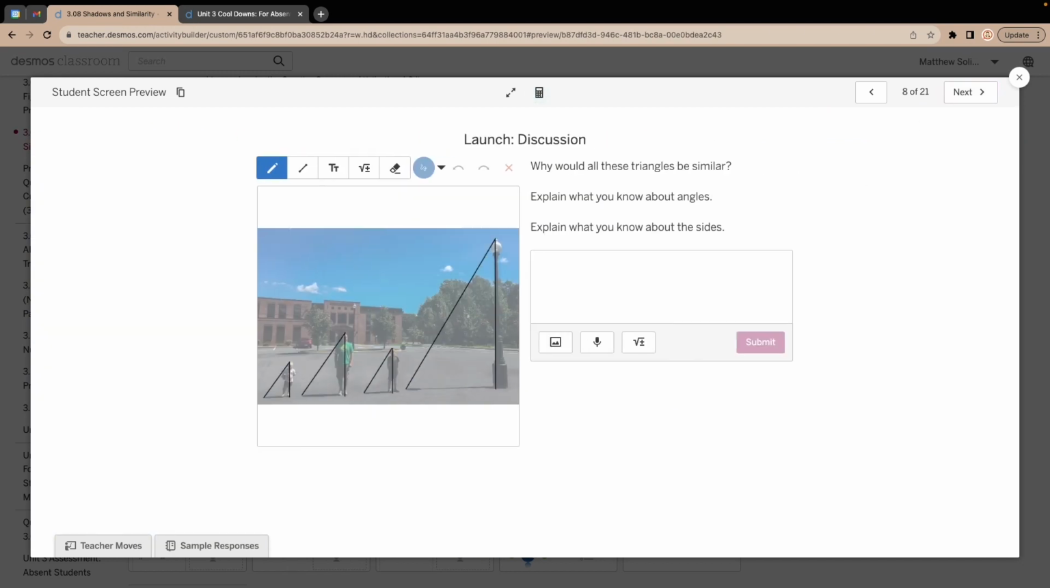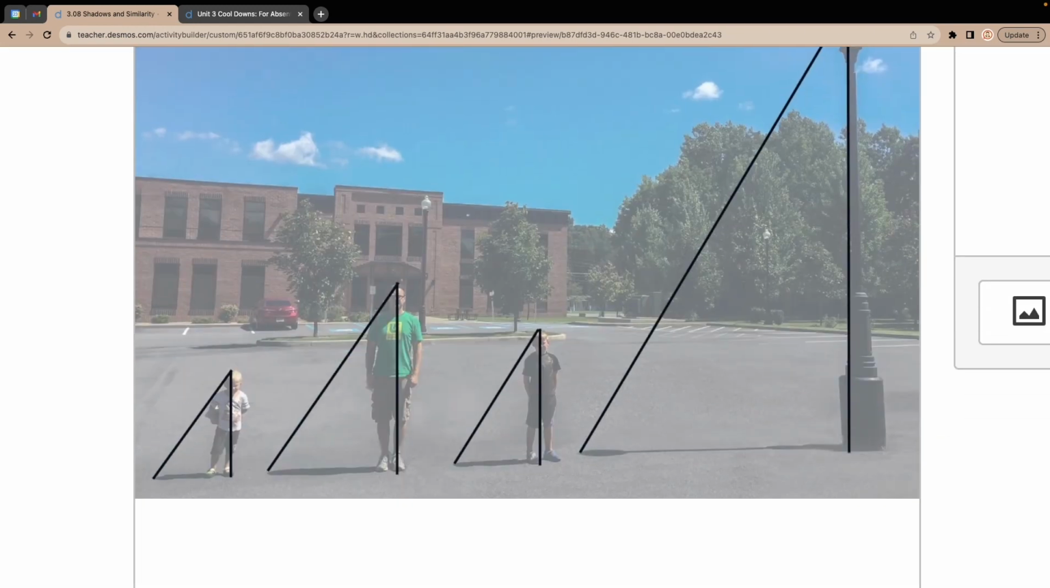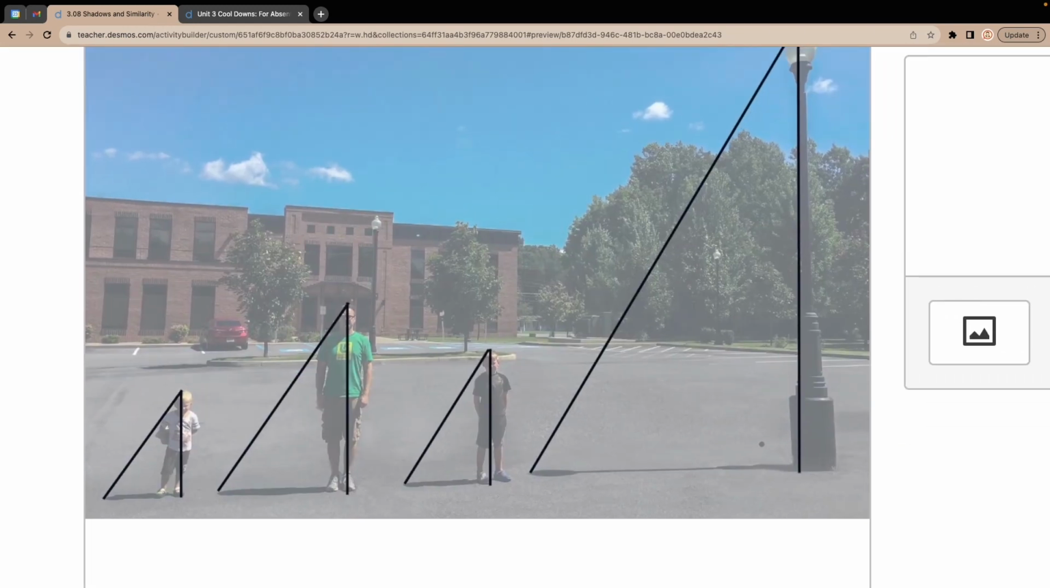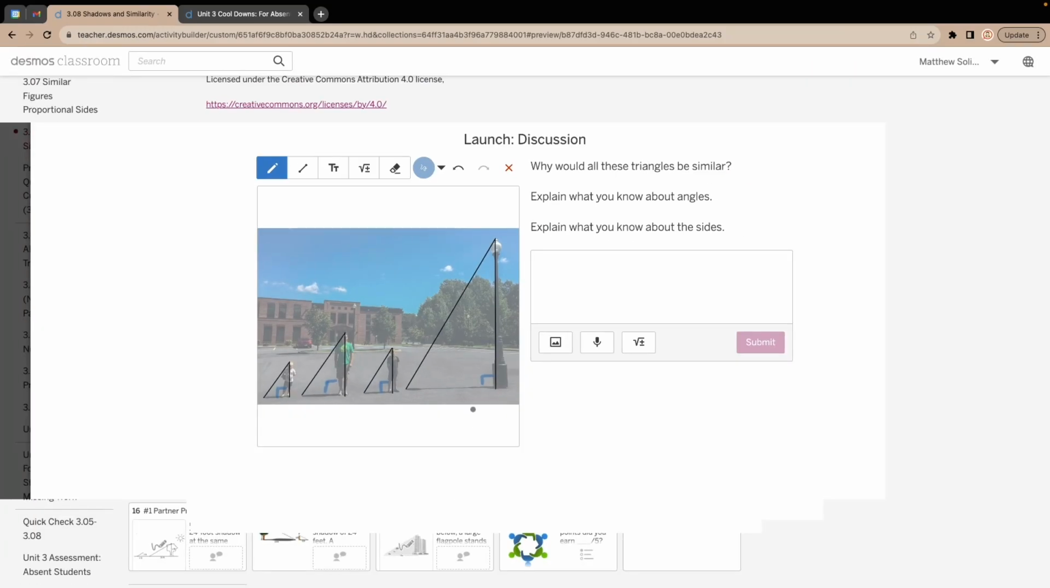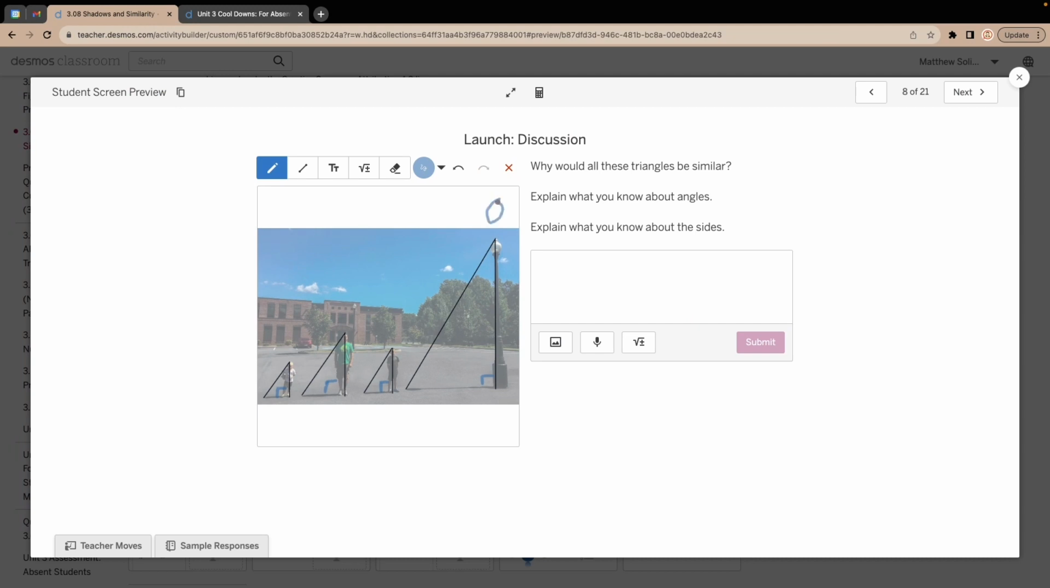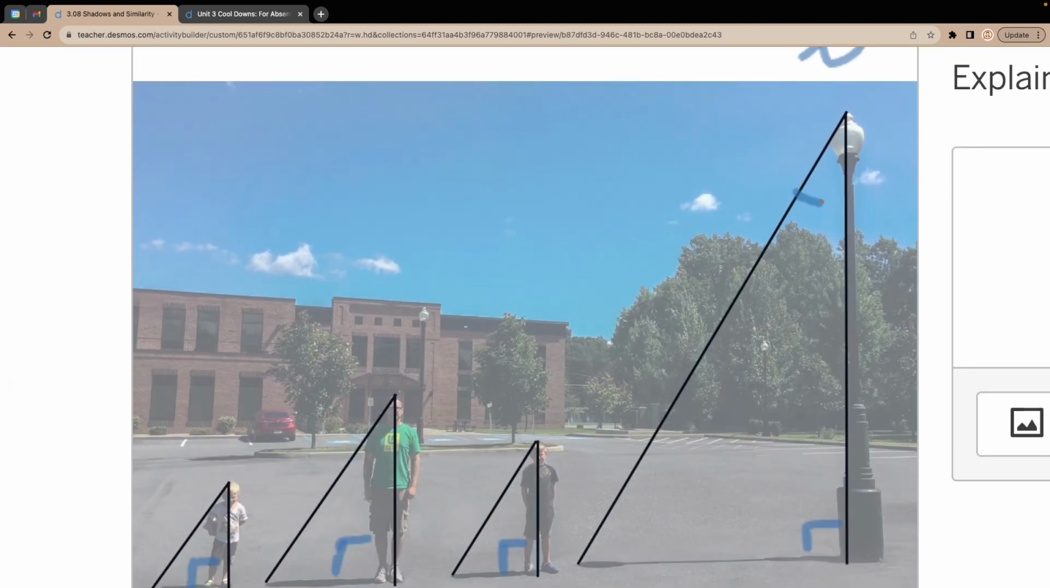So if we look at a shadow problem, right? There's some sun, there's some people, there's a lamppost, there's shadows. How are these triangles similar? Well, one, when you stand on the ground, you're creating a 90-degree angle. You're perpendicular to the ground. Unless you're leaning, as long as you're standing up straight, you are perpendicular to the ground. Then the sun's in the same spot in the sky for both of these. So the sun is coming in at the same angle as well.